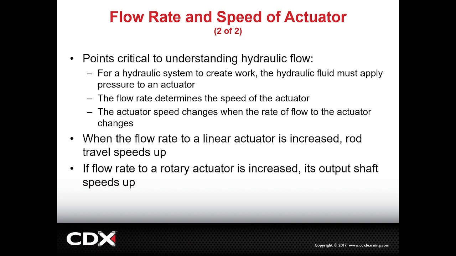So that's a little ditty on what they're talking about, the rate and speed of the actuator, because this rotary flow would be operating a pump motor that in turn would be operating an actuator, or it's the same thing. That rotary flow could be applied to a torque converter, like in an automatic transmission. So when the flow rate to a linear actuator is increased, the rod or actuator travel speeds up. If the flow rate to a rotary actuator is increased, its output shaft speeds up. So there we have that out of the way.